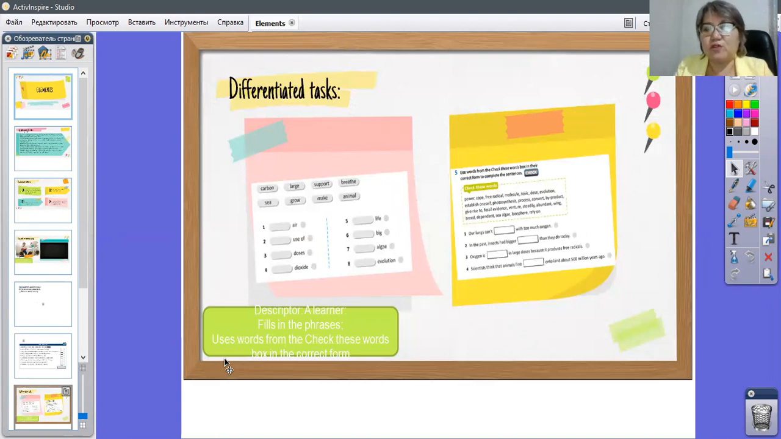And of course, I use differentiation in our lesson. This slide gives our differentiation tasks. Some students can do the first activity to complete the words, to use the words here to complete this activity. And other students can do activity number 5. They complete the sentences with the words given in the check box.